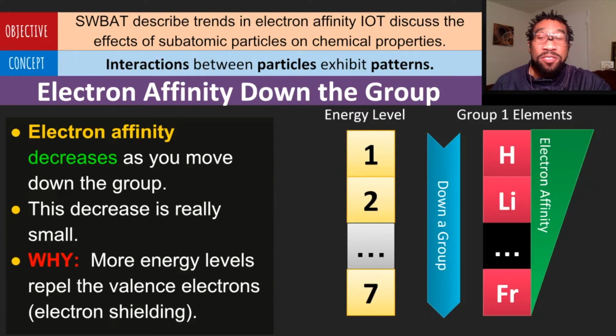All right, so now moving on to electron affinity down the group. The electron affinity decreases as you move down the group, and this decrease is actually very, very small. Okay, so why does this happen?